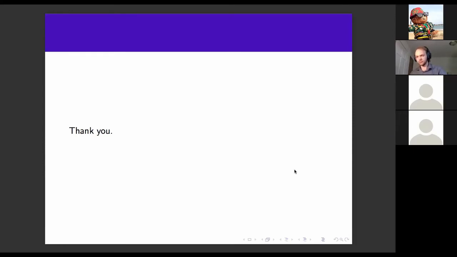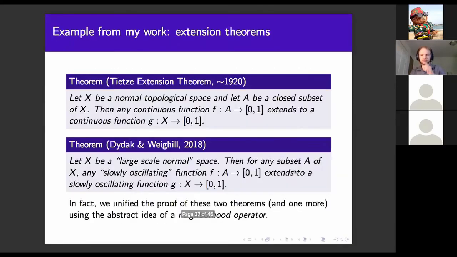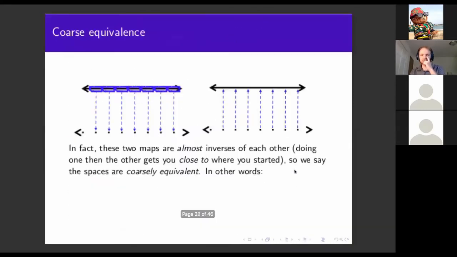Sorry, can I ask again about the connection between coarse geometry and differential geometry outside of just the bounded manifolds? Sure.